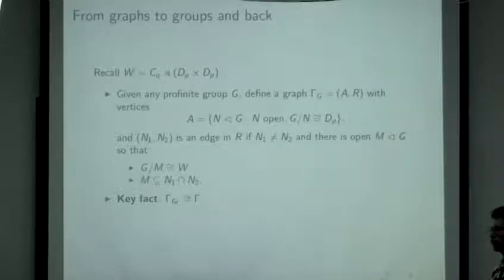Now, I want to tell you an interpretation of graphs in profinite groups. Given a profinite group G, any one at all, I mean this might give you nonsense, you can define a graph, gamma G. The vertices consist of open normal subgroups such that the quotient by them is D_p. And you say that there's an edge between N1 and N2 if they're distinct, and there's an open normal subgroup M of G, so that the quotient of G by M is W, and M is a subset of the intersection of these two open normal subgroups.